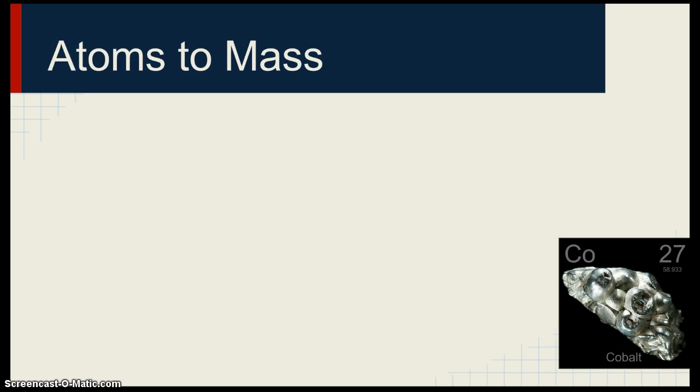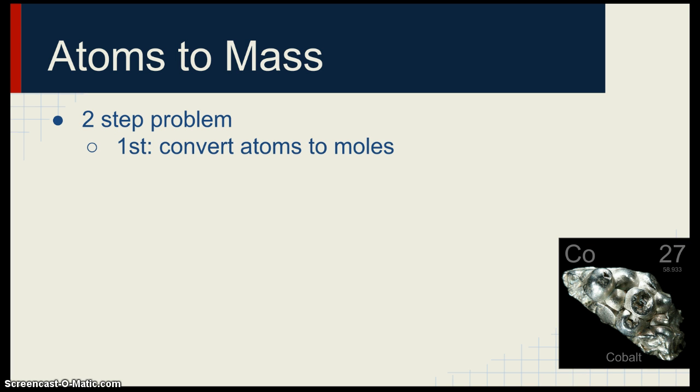Now, atoms to mass. This is going to get a little bit more complicated because now we're going to throw in 2 steps. It's a 2-step problem. Remember, we mentioned in class that moles are very important. Moles are always going to be the stop-off point. Your first step is going to convert the number of atoms into the number of moles. Second step will convert the number of moles into the mass. You always have to stop off at the moles first.